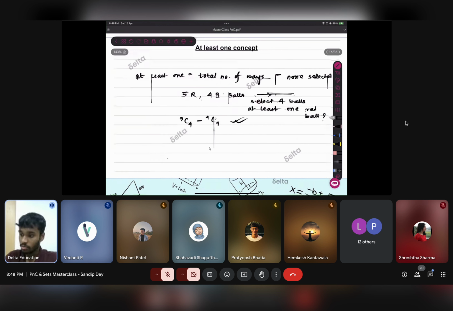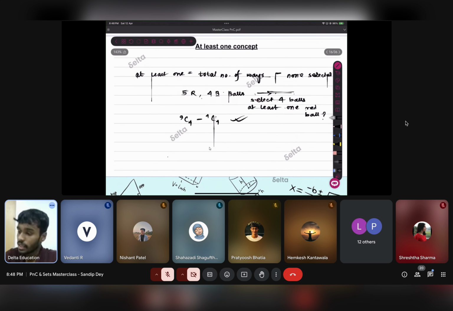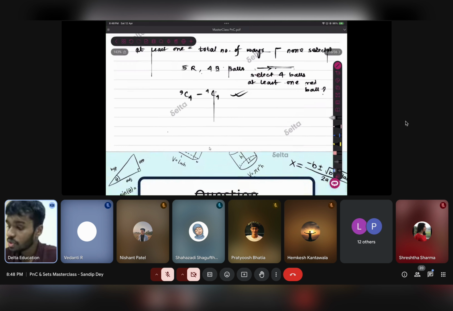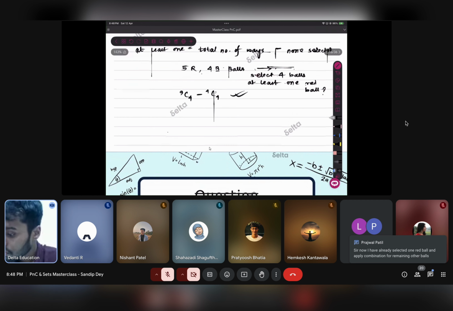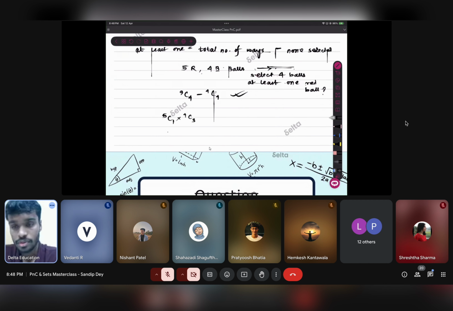Okay, I'm going to repeat the explanation again. The question was saying that you have 5 red balls and 4 blue balls, and you have to select 4 balls where you should select at least 1 red ball in your combination. There should be at least 1 red ball. What you can do is say that I want to select 1 red ball. So you will say, out of 5 red balls, I am going to select 1 red ball, and out of 4 blue balls, I am going to select 3 blue balls. Right? This is one way.